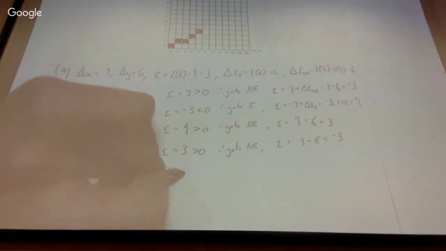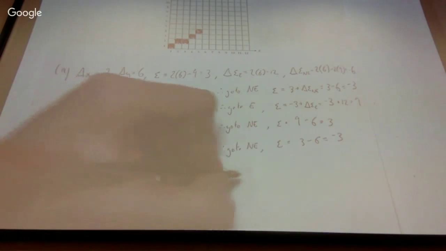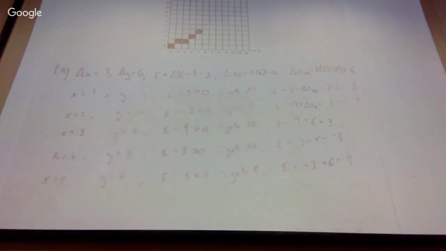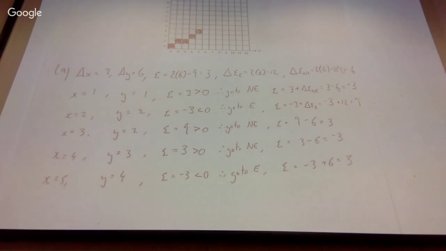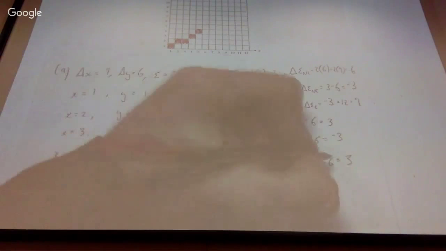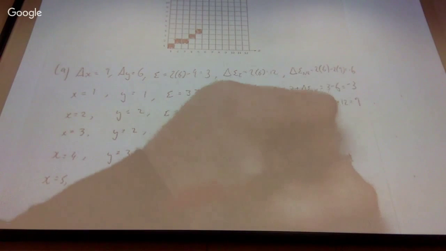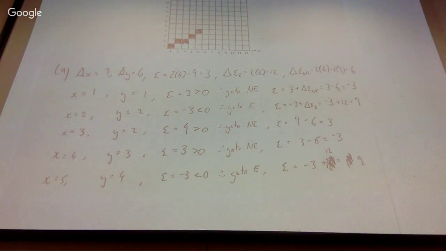Error is minus 3, negative, so we go to the east. And we update minus 3 by adding 6 to it, to be 3. Oops, I add 12 to it, don't we? Gives me 9. And you start to notice the errors are actually repeating themselves. So go to the east pixel.